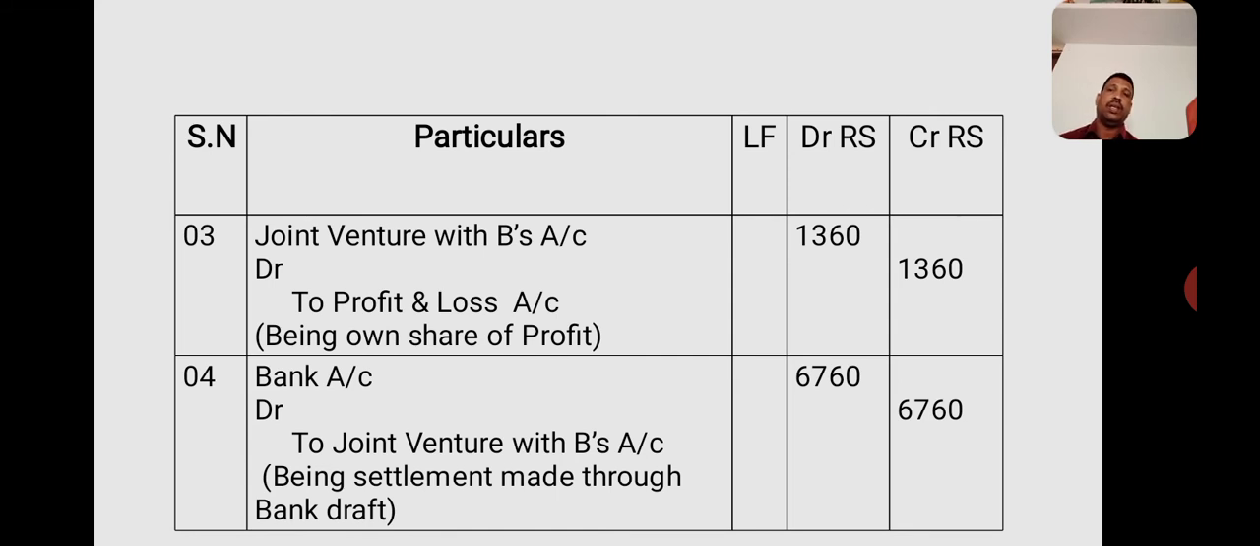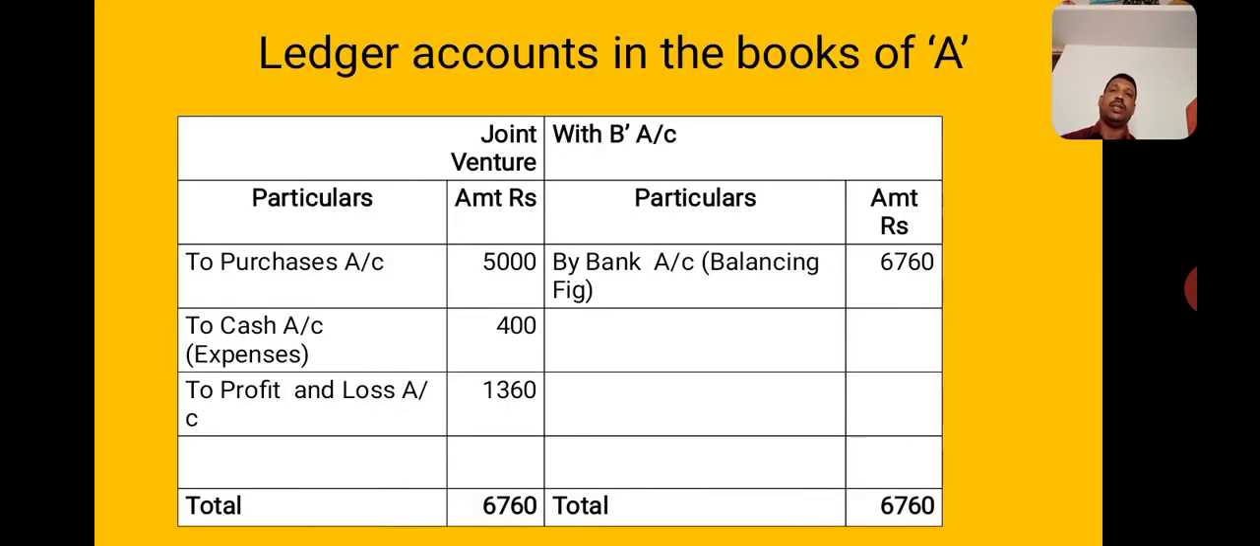Okay, let us have a glance at this. So look at the joint venture with B's account. Here, to purchases account 5,000 is recorded. To cash account 400 is recorded for expenses.